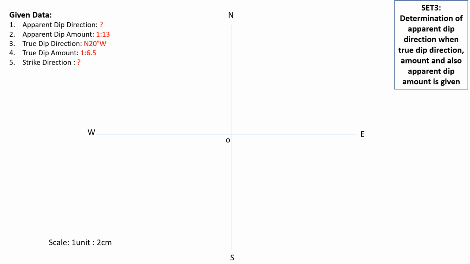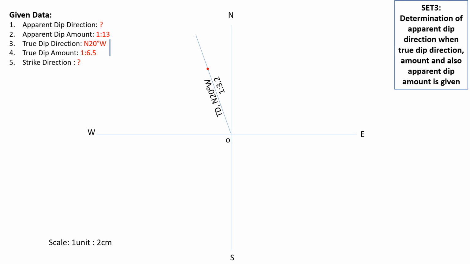First we'll draw these 2 points again, because we have direction as well as amount. First we'll draw north 20 degrees west. This is the true dip, TD, north 20 degrees west. Then I'll mark the amount as 1:6.5. But here I have reduced the scale, so I have measured only 1:3.2, and the same thing I'll write here.